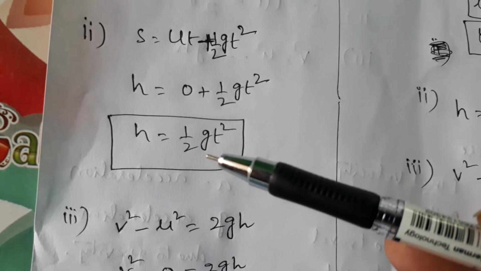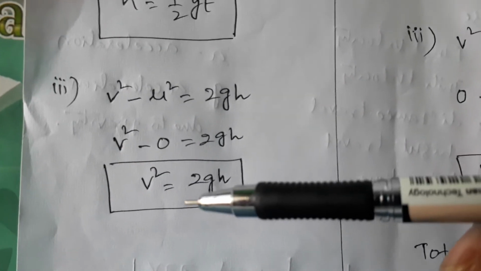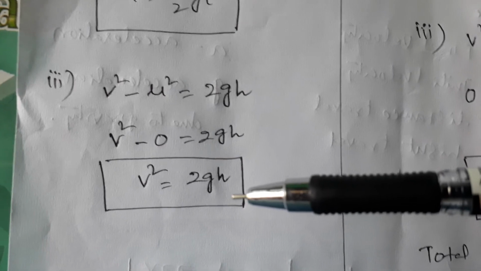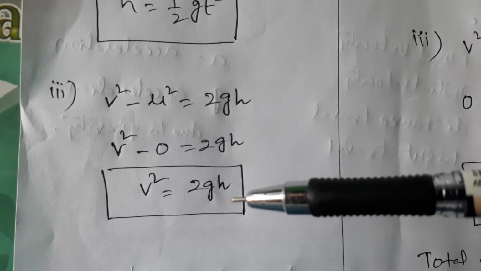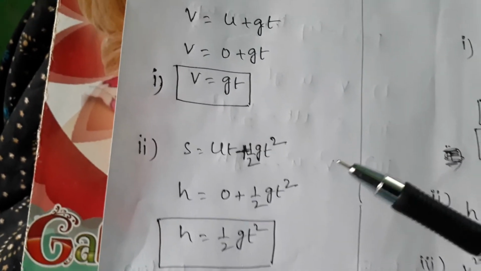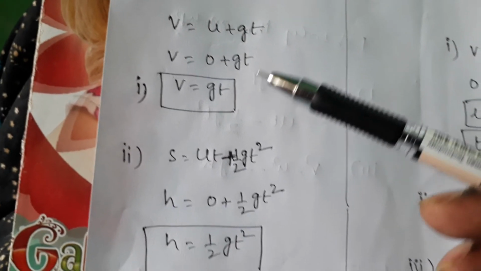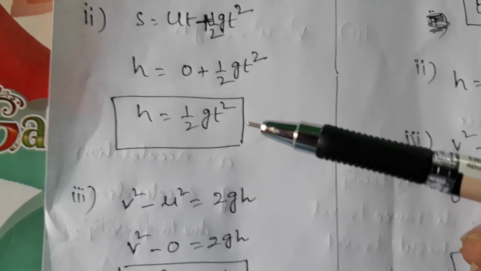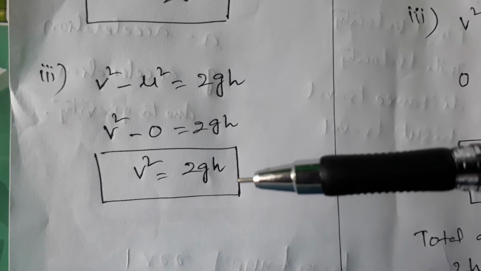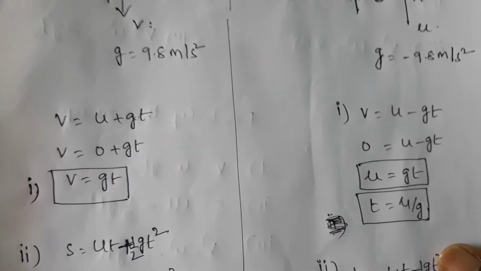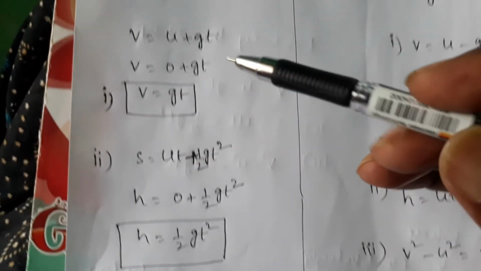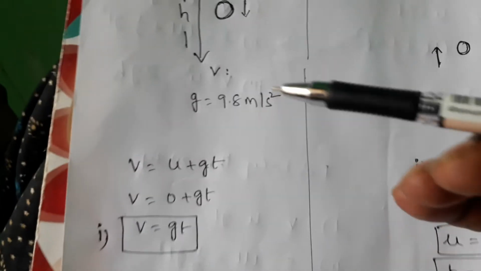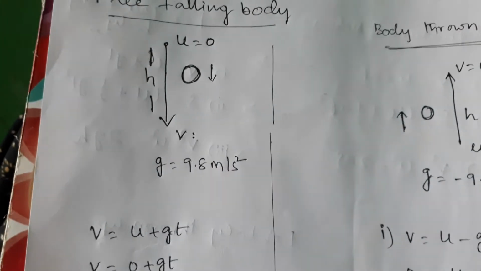the height fallen is half gt square, and final velocity also we can find out by using v square is equal to 2gh. In such a way, by using these equations, we can find out final velocity is equal to gt, height is equal to half gt square, and final velocity square is equal to 2gh. By using these formulas we can find out. Here in all these equations, u becomes 0. Why? Falling down, beginning velocity is 0.